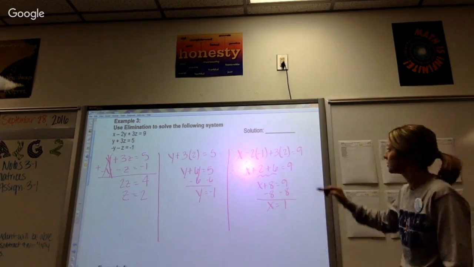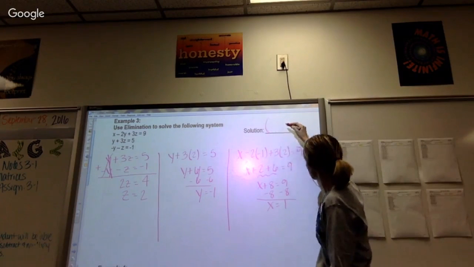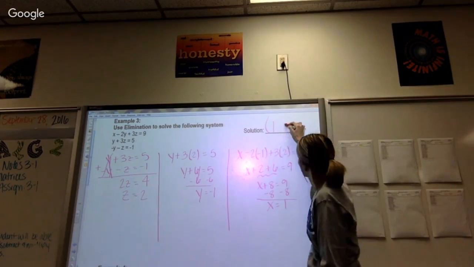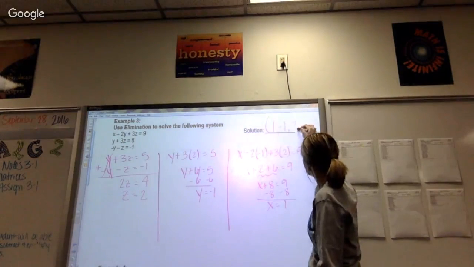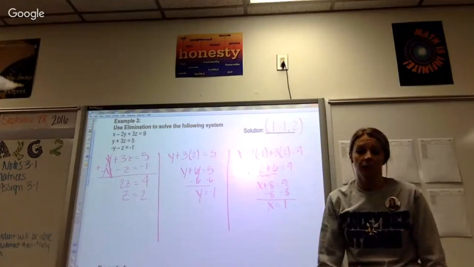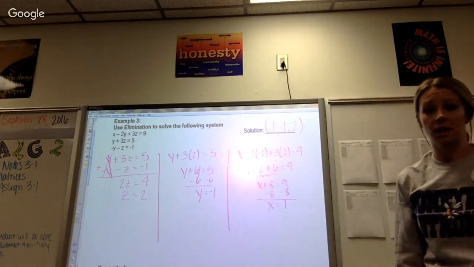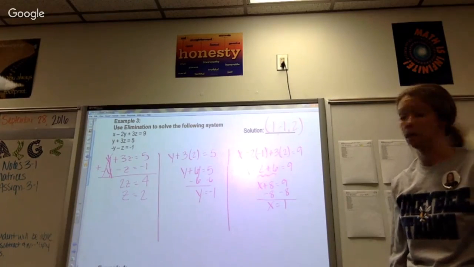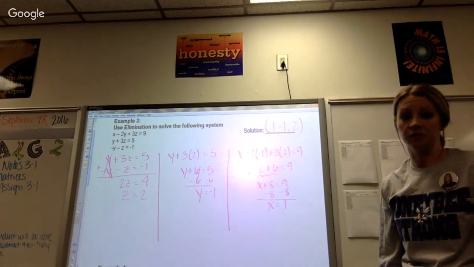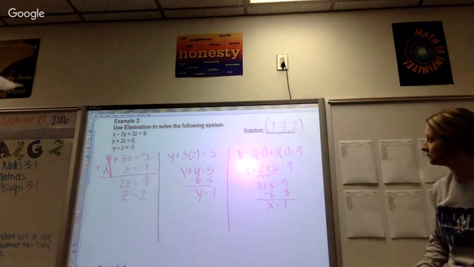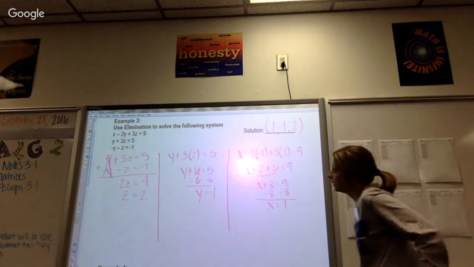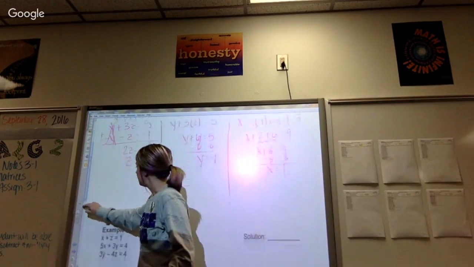Okay, so when you're writing your solution, x comes first. So 1, then y, negative 1, and z, 2. Again, if you wanted to check your solution, plug it into all three of your equations like we did on example 1 when we were verifying that that was the correct solution. Okay, last one.